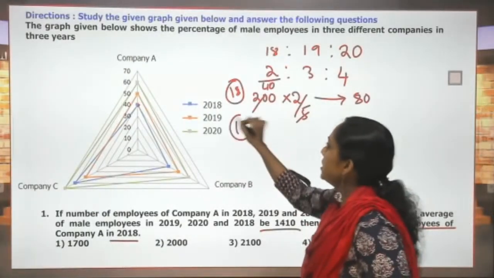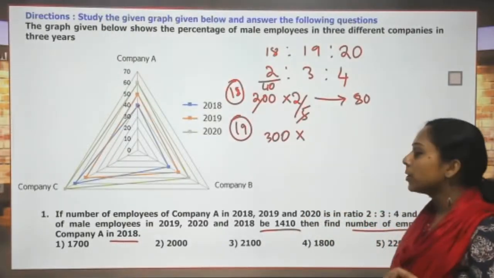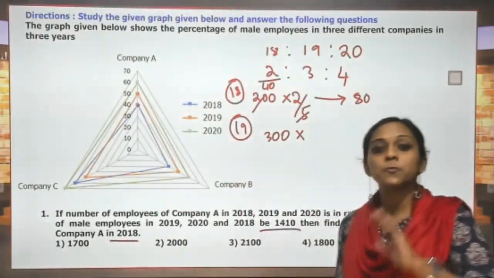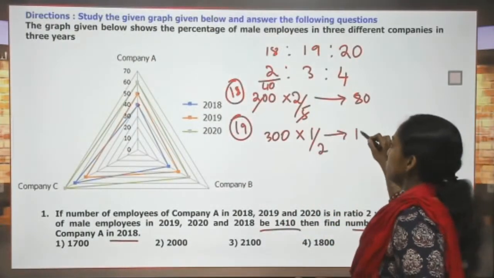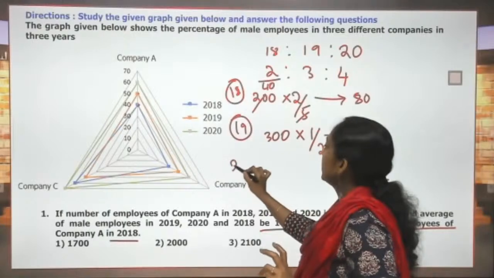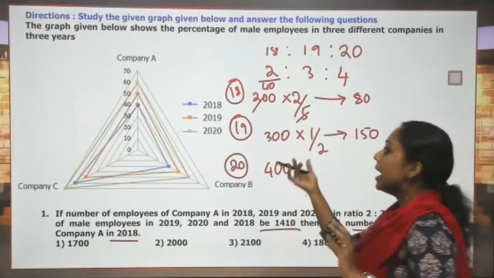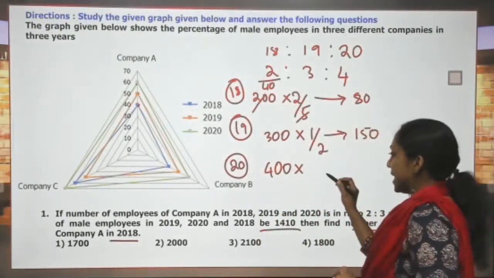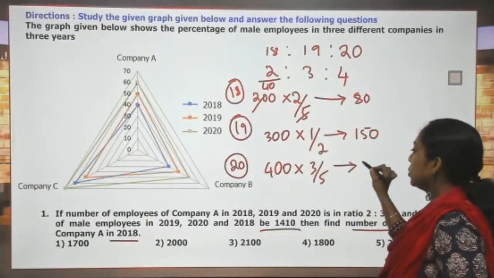Next, for 2019, you can take the total employees as 300. Let the total employees be 300. 2019 is orange, so that is 50%. So 50% of the employees are male employees. 50% means half, so that is 150. So for 2019, the male employees is 150. Next, for 2020, you can take the total as 400. Total employees in 2020 is 400, and for 2020, 60% of the employees are male. 60% means 3/5, and that is 240.